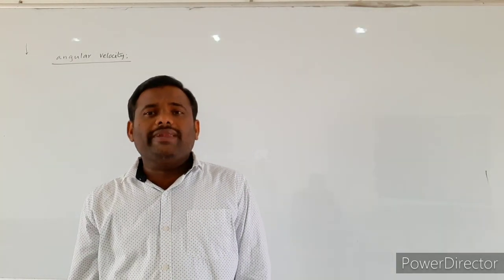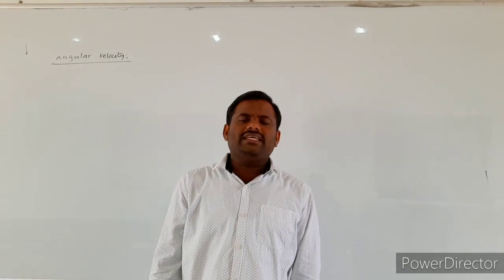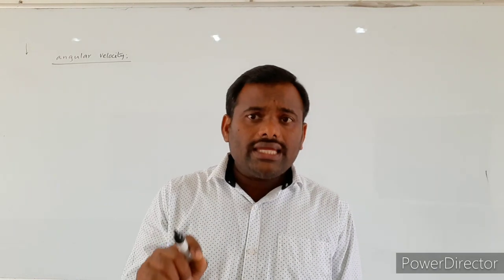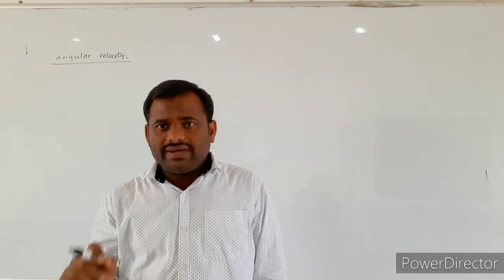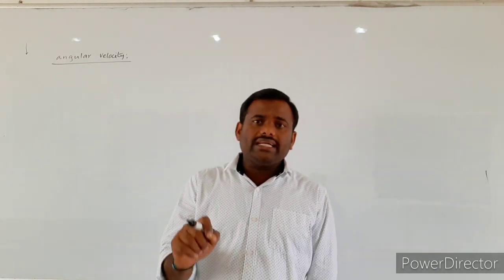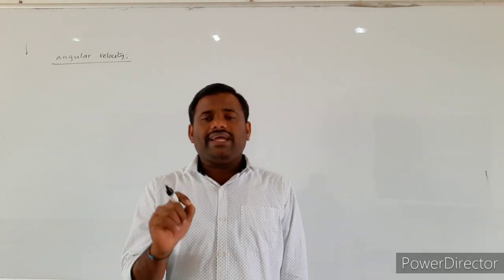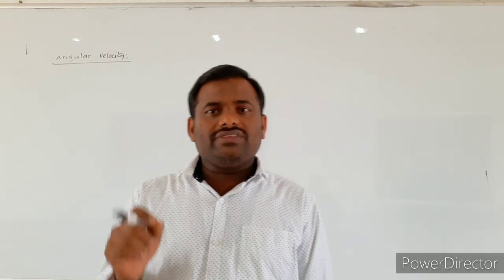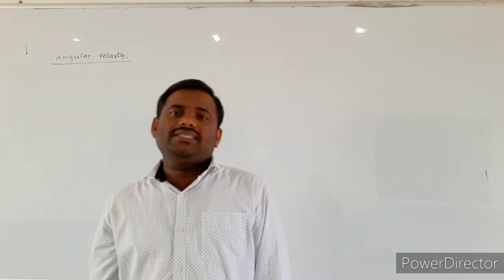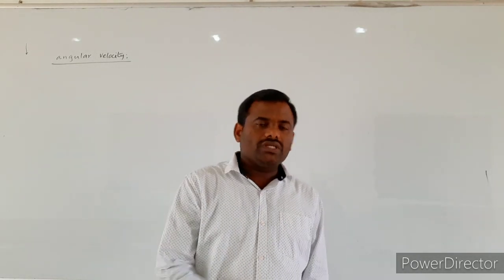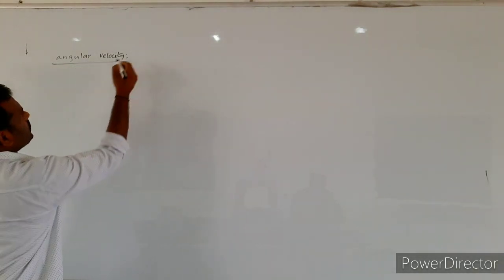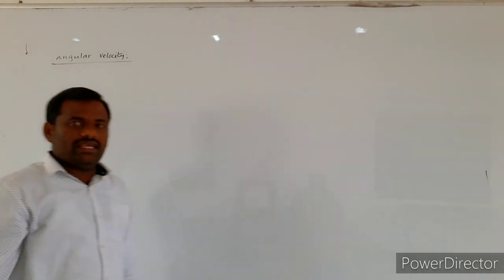In the last class we studied angular displacement. What is meant by angular displacement? The angle rotated by the radius vector is defined as angular displacement. It is denoted with the symbol theta. The SI unit we also discussed, that is radian. Now we are going to define another quantity called angular velocity.